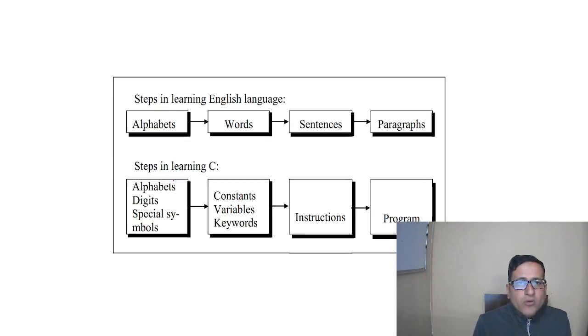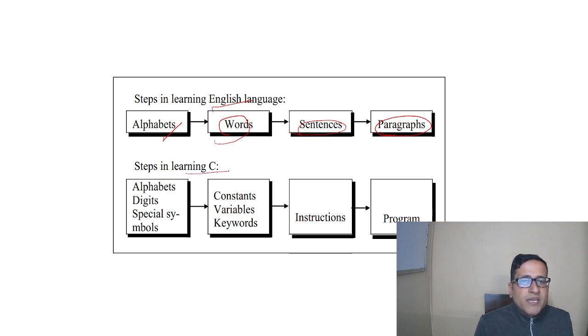Introduction to the C language. As we all know, in the English language we first have to learn the alphabets. With the help of the alphabets we make the words, and with the help of these words we make the sentences, and a number of sentences help us to make the paragraph.